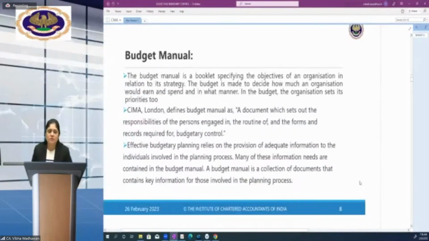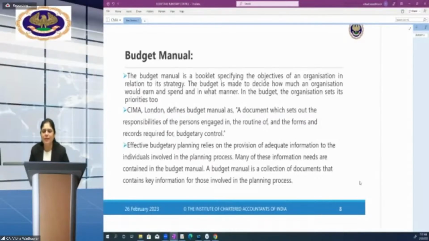Now, again, this is very, very important. In simple terms, budget manual will tell you the SOPs. What are the procedures? How we make a budget? What are the rules, the regulations, the principles, the methods? How actually we make a budget? It is a manual. It's a guide to the budget. How we are supposed to make the budget. So every information is there in the budget manual.